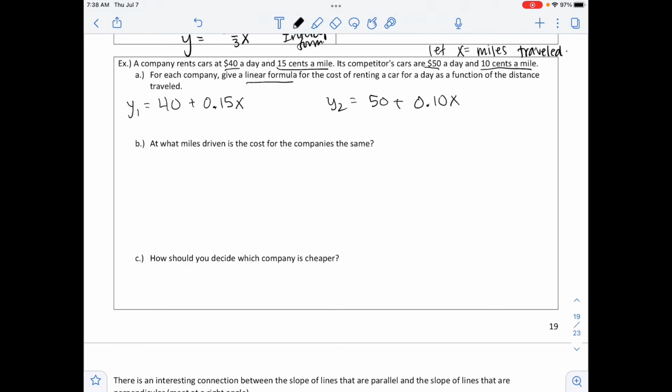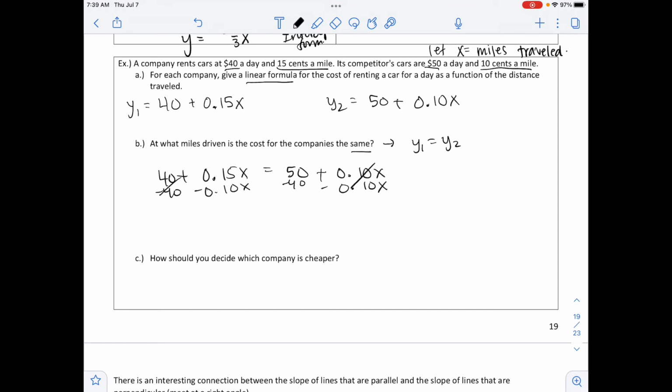So part B says at what miles driven is the cost of the companies the same. And so in order to do this, we need to set y1 equal to y2. And so for that, we have 40 plus 0.15x equals 50 plus 0.10x. And then I would subtract 40 on both sides. And then I'll also subtract my 0.10x.